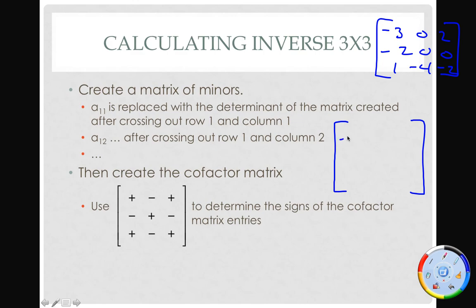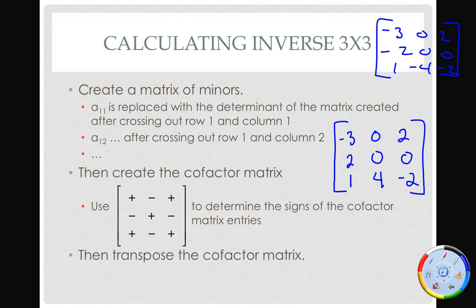So I'm going to say it's -3, -0, but that doesn't make sense. 2, +2, because I have to change the sign. 0, 0, 1, +4, and -2. Okay, so that's the cofactor matrix. That's not the inverse.